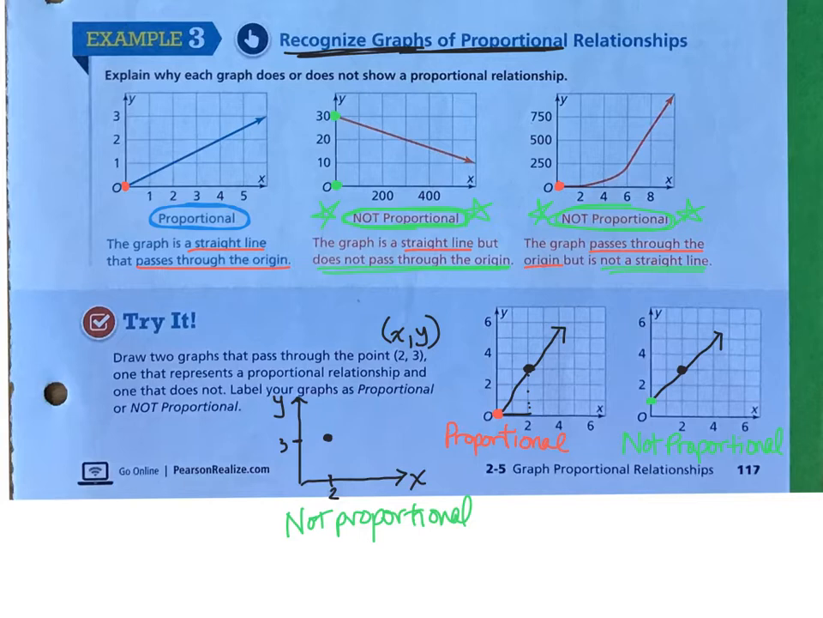But this one we're going to start at the origin, so I'm going to put that origin point there. But we're going to make it so that it is not a straight line. In other words, it could be a curve or it could be a broken line, such as this one. So it's got two straight parts to it, but it is not a solid straight line that follows one path. So this also would not be a proportional relationship simply because it is not a single straight line. It is a broken straight line. So not proportional unless it goes through the origin and is a solid straight line.